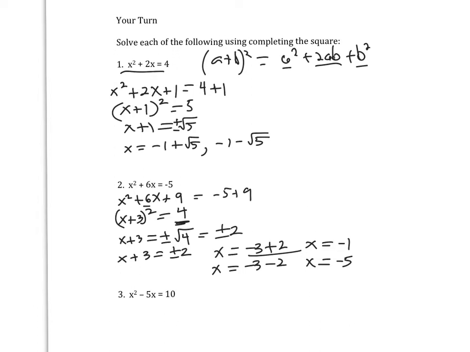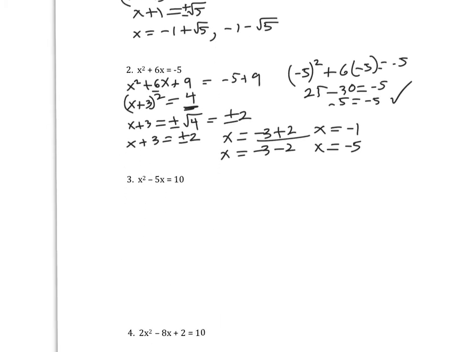So let's try negative 5. We get negative 5 squared plus 6 times negative 5 is equal to negative 5. That gives us 25 minus 30 is equal to negative 5. Negative 5 equals negative 5, check. And if we plug in x equals negative 1, we see it'll also work. Okay, let's go to the next one here.